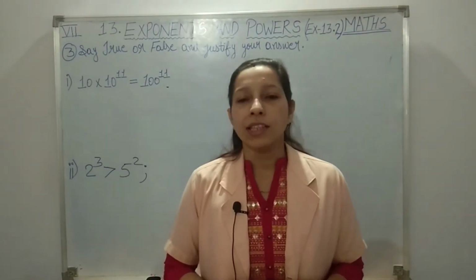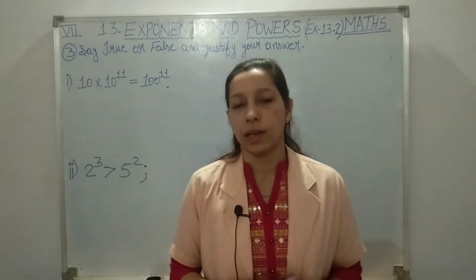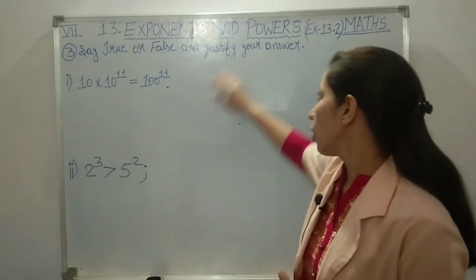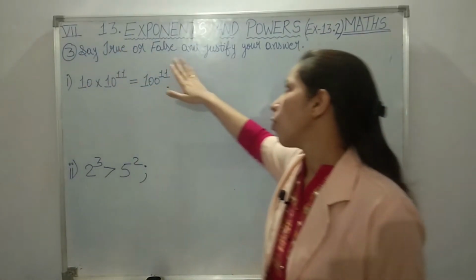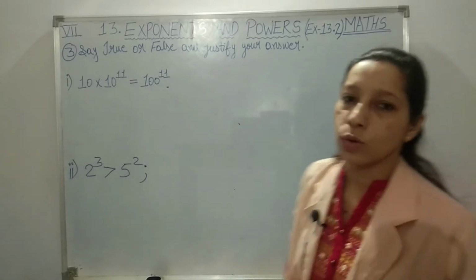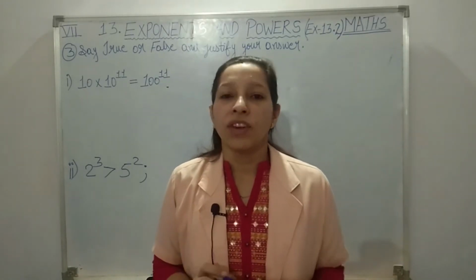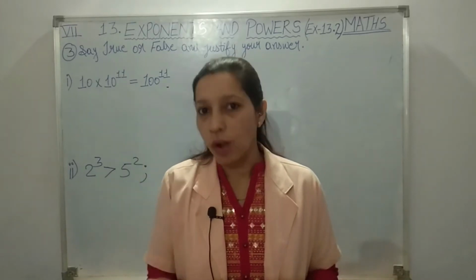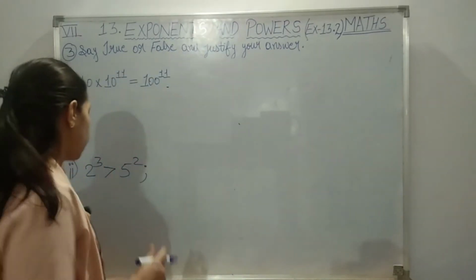Dear students, in the last video we started exercise 13.2. We solved the first two questions there. Now today in this video again we are going to see exercise 13.2 question number 3. Say true or false and justify your answer. Means students, first you have to tell whether the given statement is true or false. If it is true then it's fine, but if it is false then we have to write the correct answer also. Okay, so let us see students.